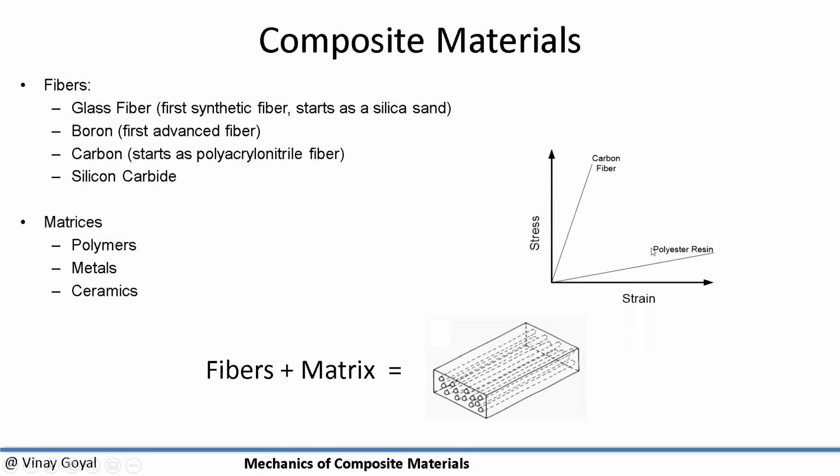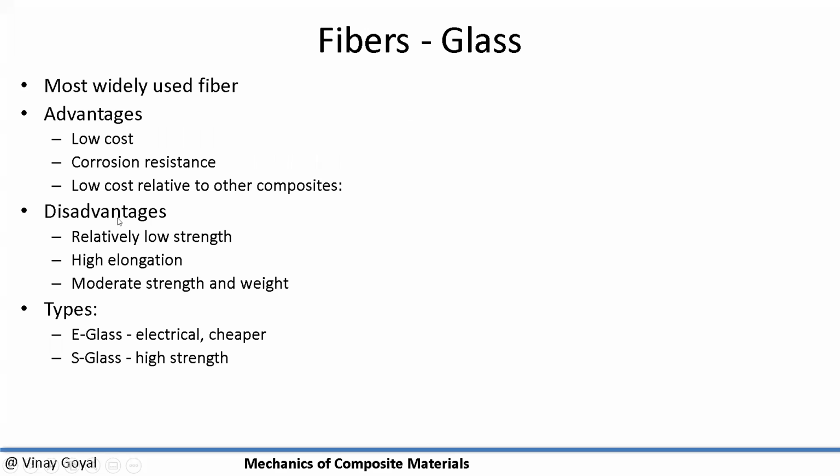They all provide different stiffnesses. As you can see here I show the stress strain curve. Carbon fiber has one of the highest stiffnesses, and that's why you're going to see carbon fiber being used quite extensively in the aircraft and automotive industry. For matrix materials, you have polymers, metals, and ceramics. And when you combine fibers and matrix, you're getting the full system as a whole.